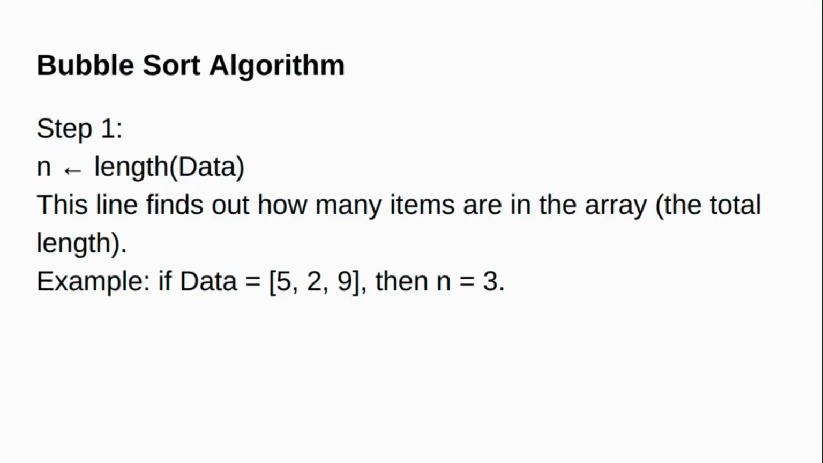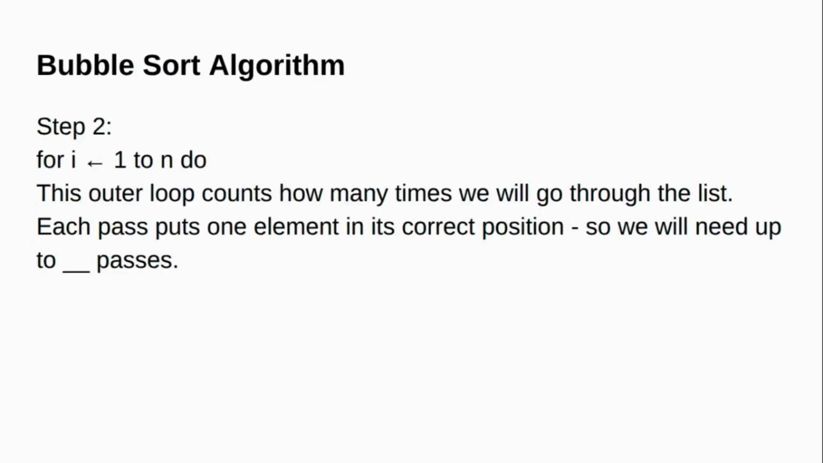The first step, which is the first line, finds out how many items are in the array, the total length of items. So for example, if you have a dataset of 5, 2, and 9, then n, which is the length of the dataset, is going to be 3.